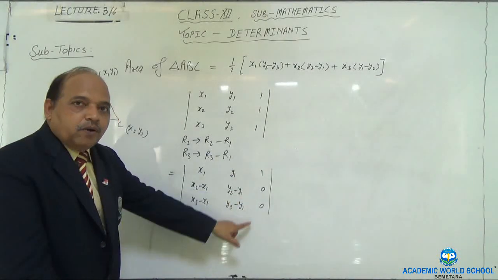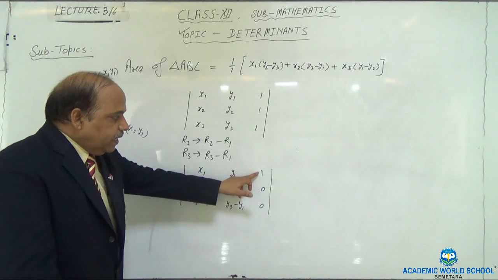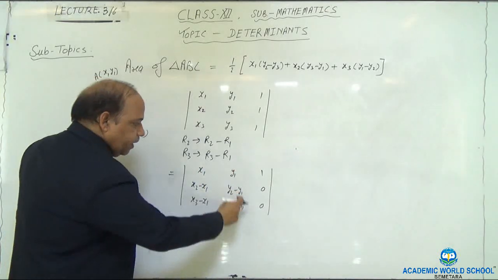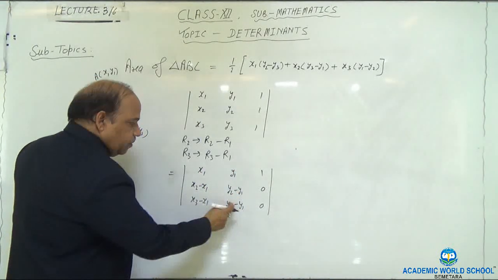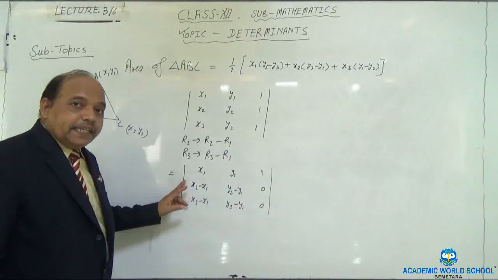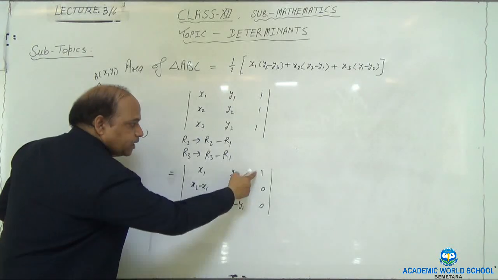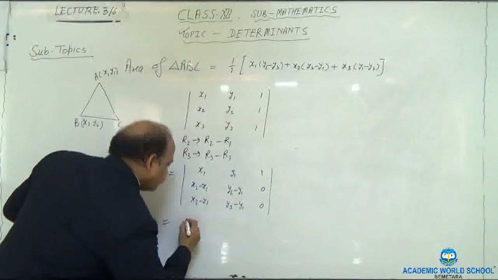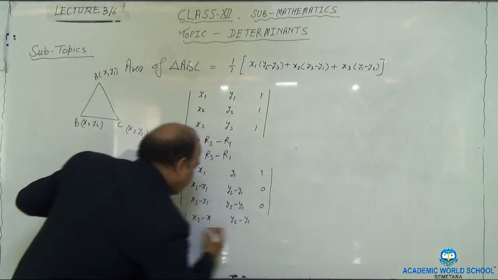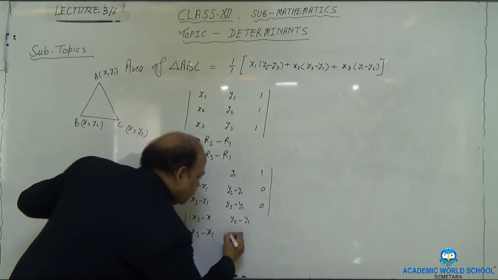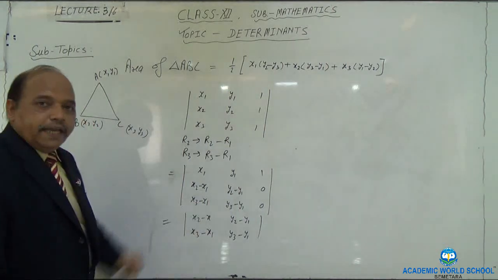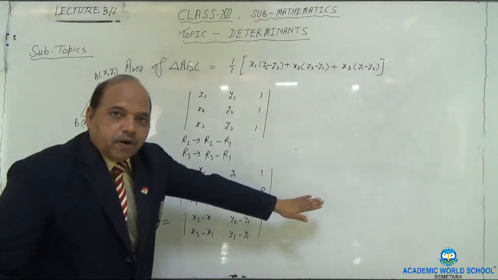If you expand this about third column, what will happen? You will get 1 into the, you will multiply by these two minus these two. If you do that, then after multiplying, what comes? So I am expanding about this. It gives me the determinant x2 minus x1, y2 minus y1, x3 minus x1, y3 minus y1. This is what is left. Cross multiply, others will become 0, so I have not written that here.